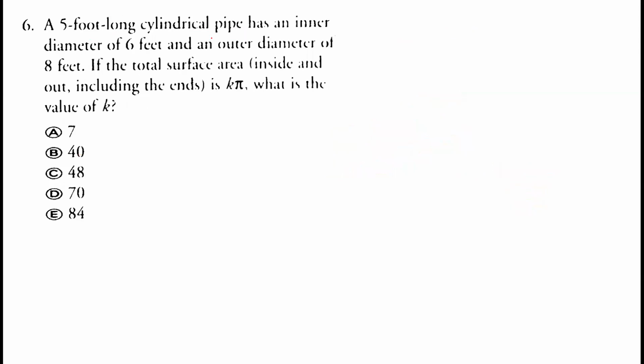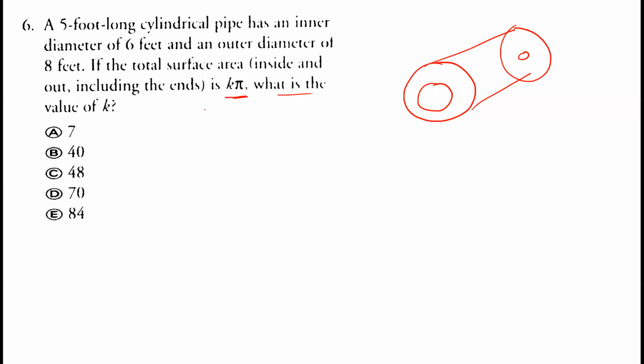Now a five-foot-long cylindrical pipe has an inner diameter of 6 feet and an outer diameter of 8 feet. So this is 8 feet diameter and the inner circle has a diameter of 6 feet, and it's a cylinder. So it's like this. Now, if the total surface area is K pi, what is the value of K?